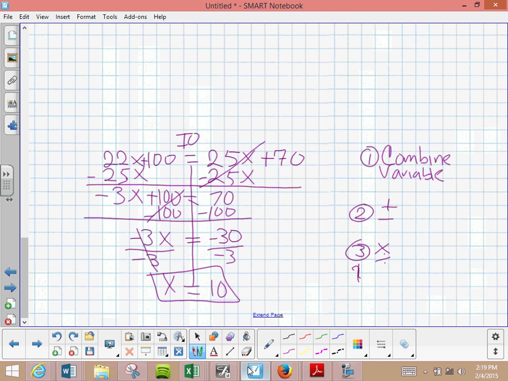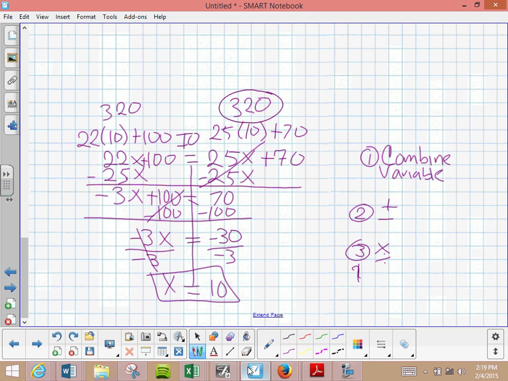And to see if we did it right, we go over here and we put 22 times 10, which is 220, plus 100, that's 320, correct? 25 times 10, that's 250, plus 70, that is 320 as well. So we got the same answer on both. That means we did it correct. Always check your answer. And again, the reason being is that the next question might ask you, what is the value? Then you already did it.